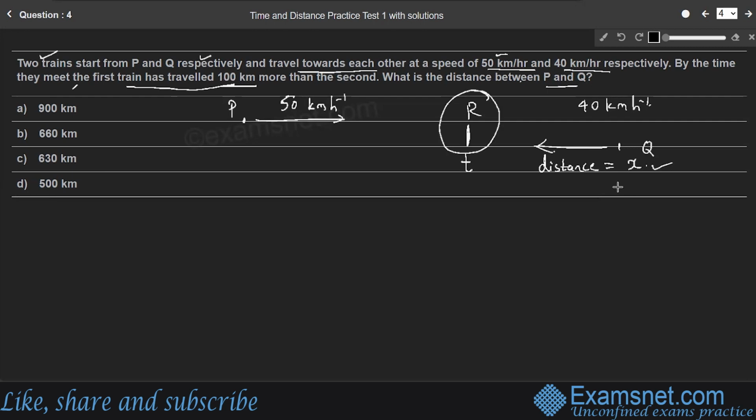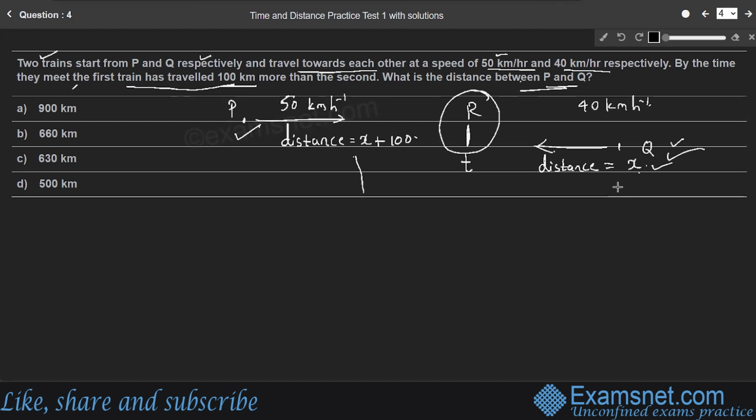So here the distance traveled by the second train be x. By the time they meet, the first train has traveled 100 kilometers more. That means the distance traveled by the first train becomes x plus 100, right? Or you can consider the difference between the distances traveled by both the trains is 100 kilometers, right? So here, what is the distance between P and Q? We need the distance between the places P and Q, right?